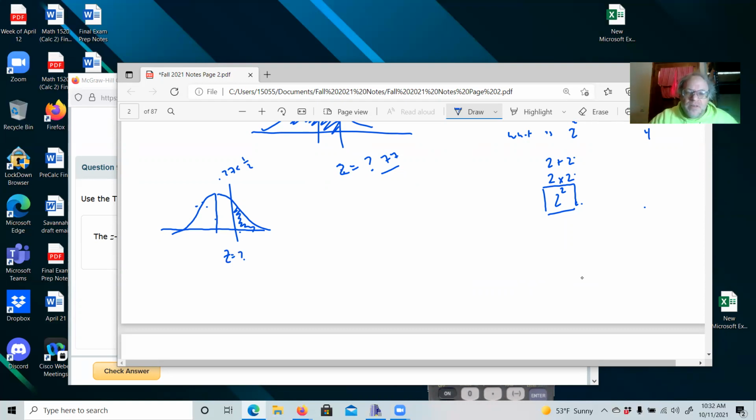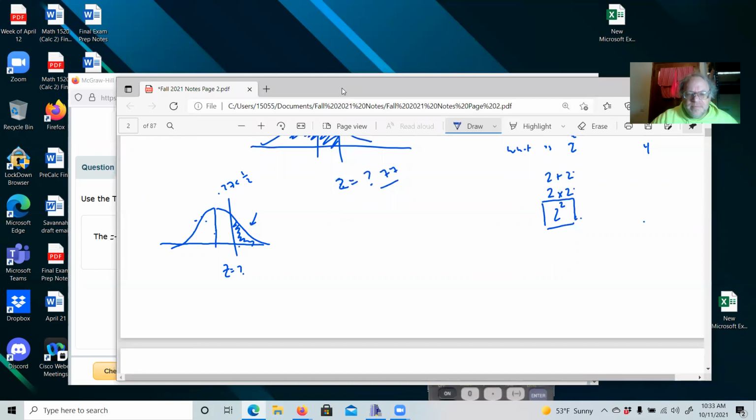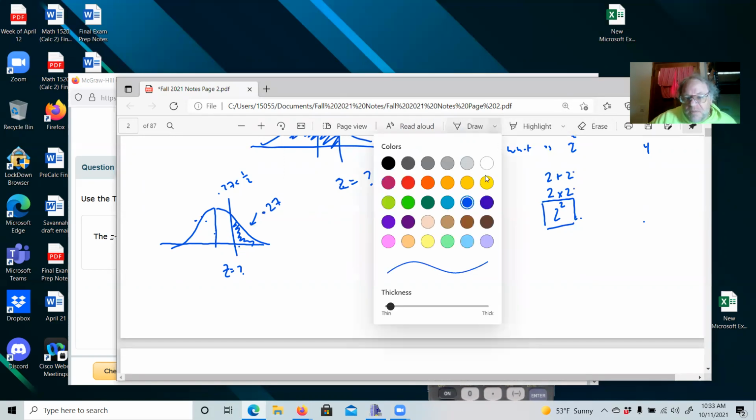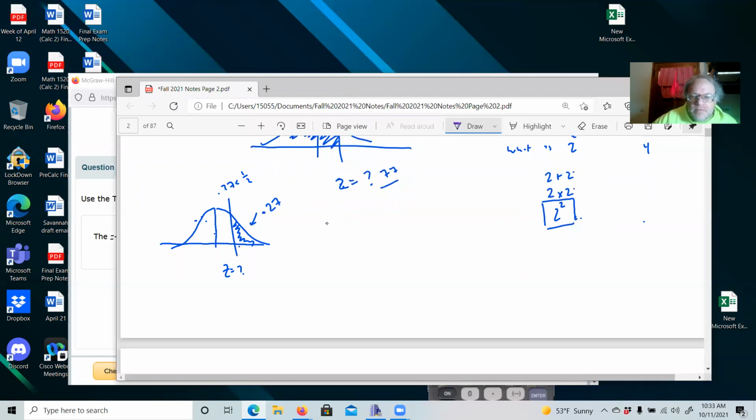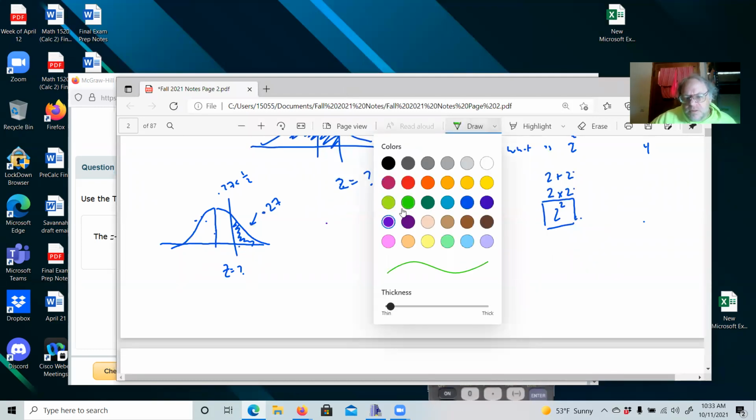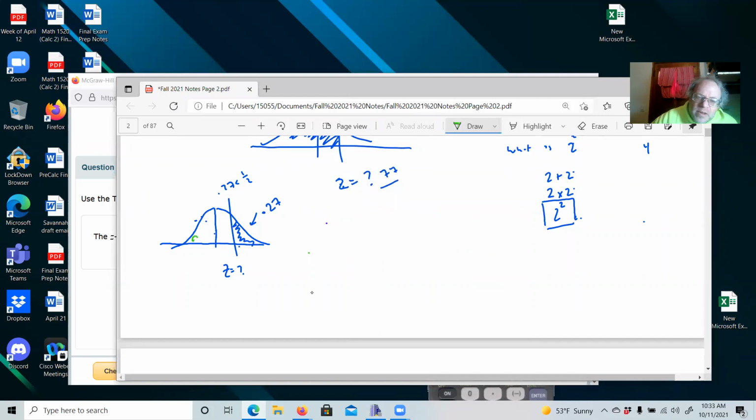So this answer is 0.27. All right. What I think we have to do, because the normal inverse function only tells you from negative infinity up to that point, is come up with what's on the other side. We'll do this color green. What is this area? We know this area is 0.27.